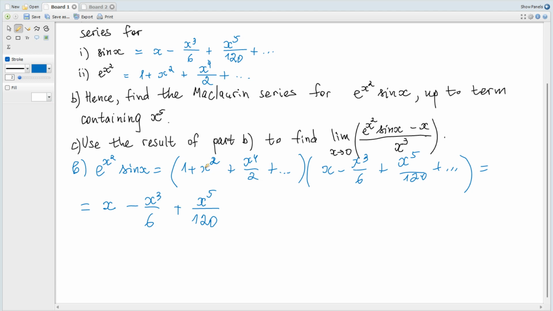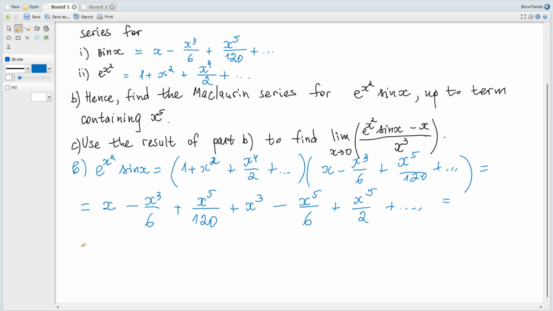Then when this x squared is multiplied by this x, so plus x cubed, when this x squared is multiplied by this negative x cubed over 6, so minus x to the power of 5 over 6, and when this x to the power of 4 over 2 is multiplied by this x, plus x to the power of 5 over 2, plus higher powers of x.